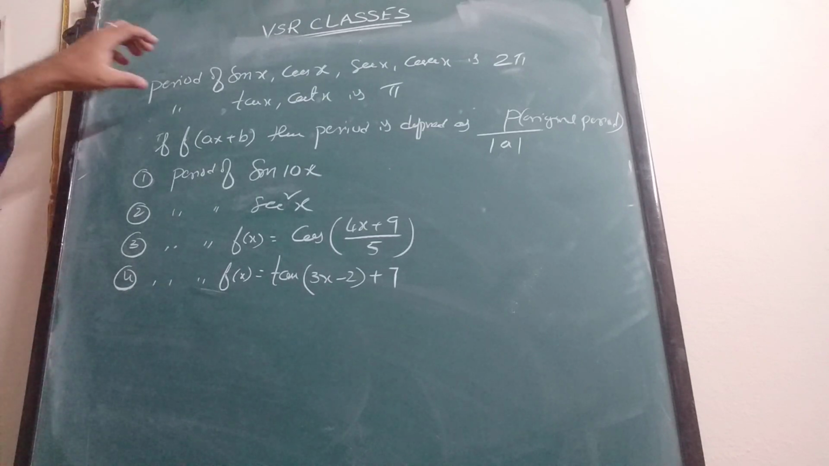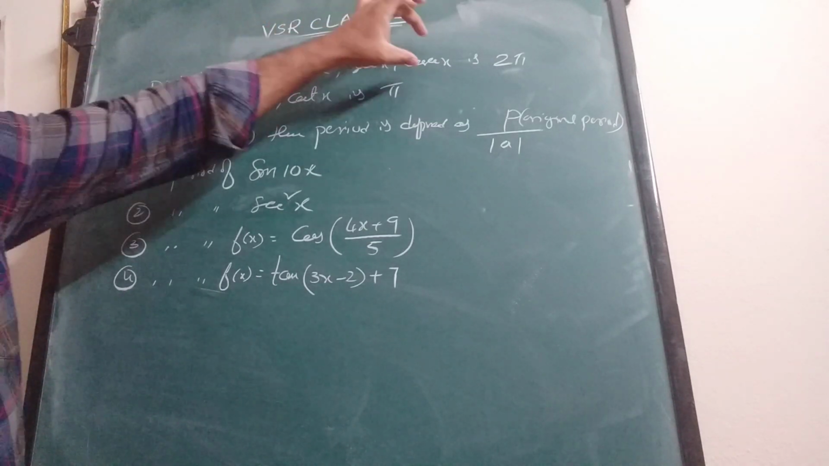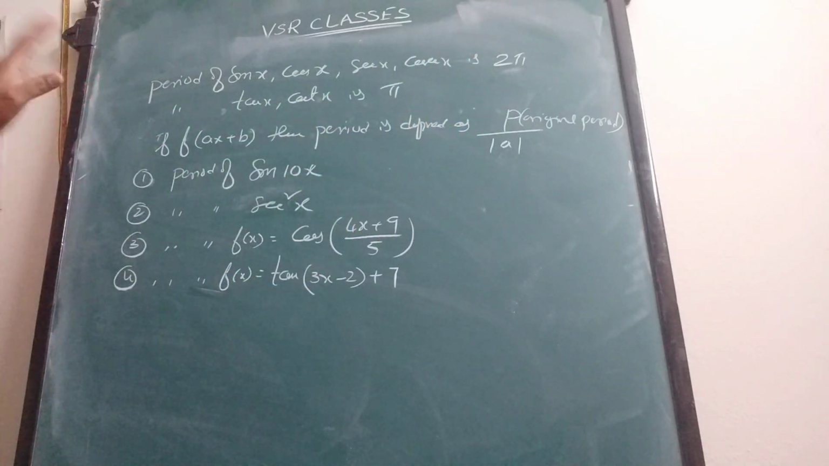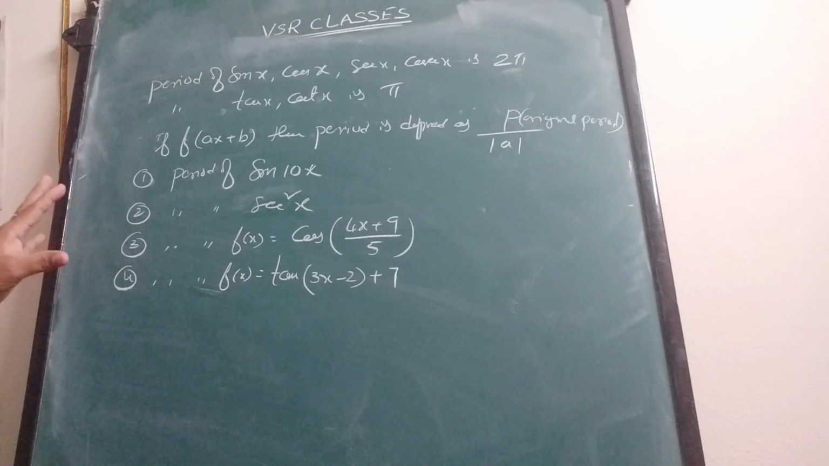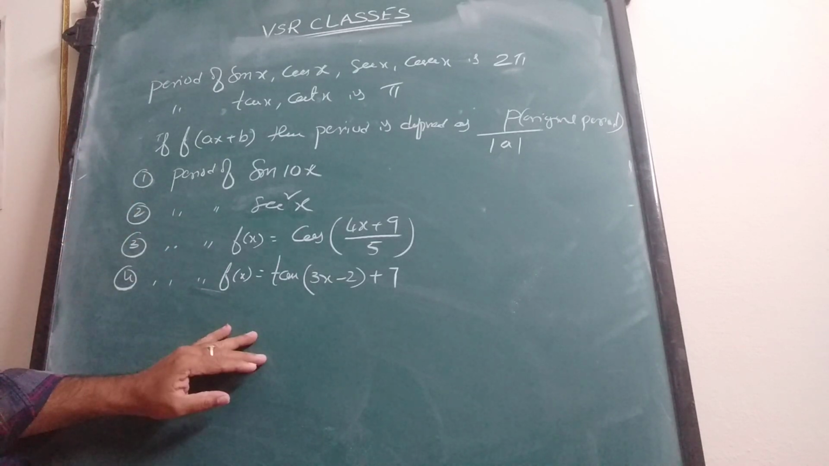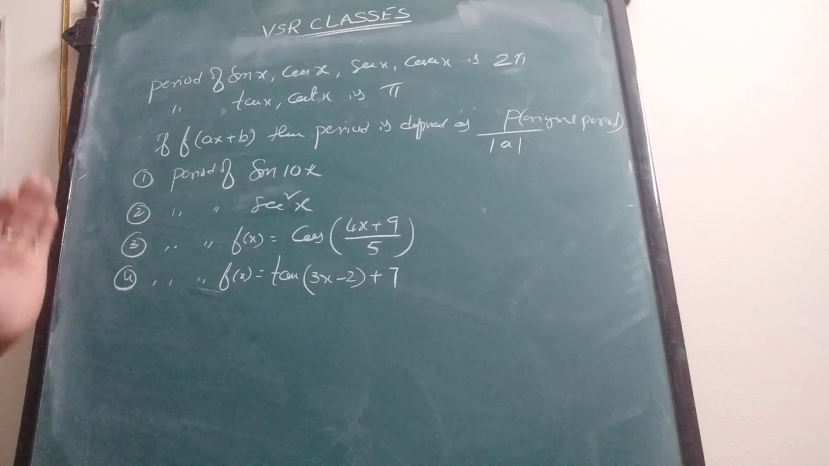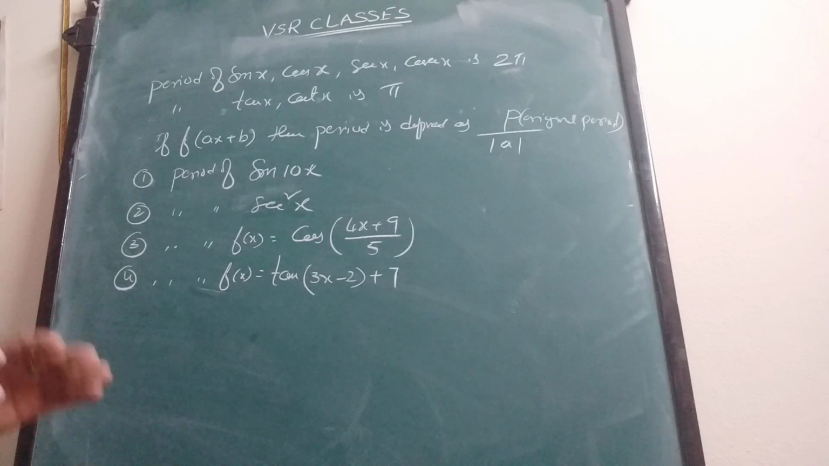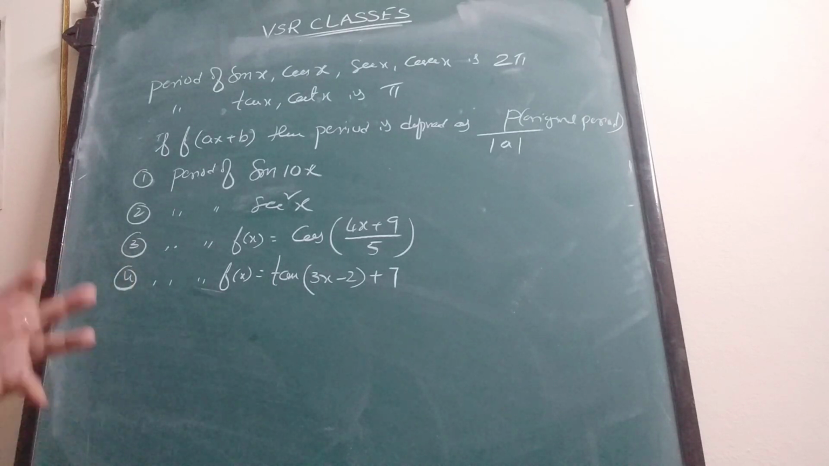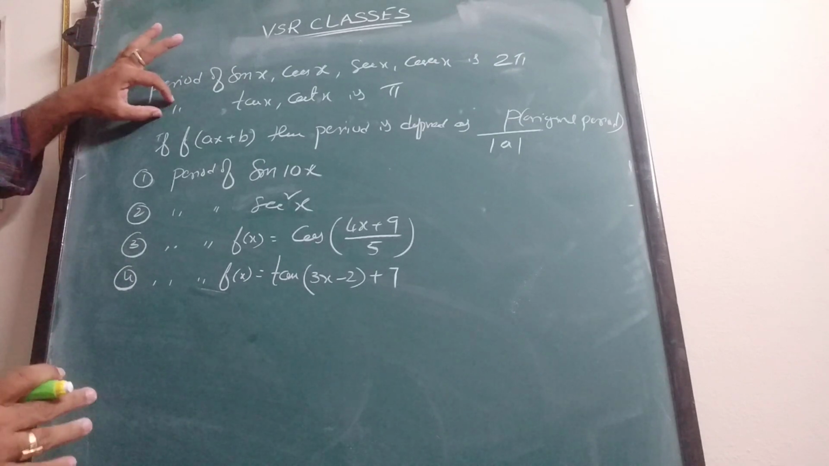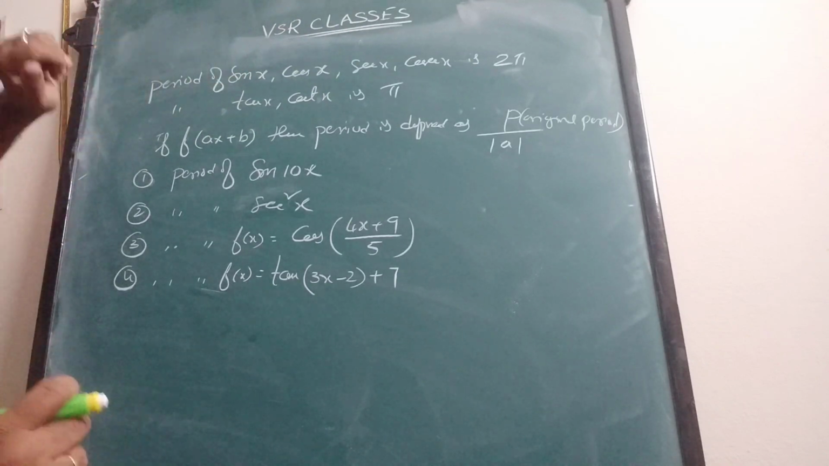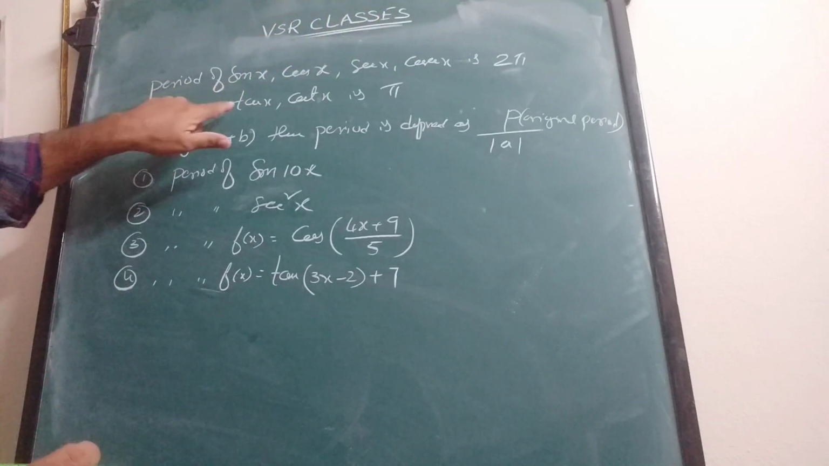Now listen. The period of sin x, cos x, secant x, cosecant x is 2 pi. Period means where it repeats is called its period. According to our definition, you have to read the definition once again. If f of x plus a is equal to f of x, then a is called the period of that function f of x, where a is the least positive value we have to take. That is the definition of a periodic function. Here tan x and cot x have period pi. These are the original periods: sin, cos, secant, cosecant is 2 pi and tan, cot is pi.